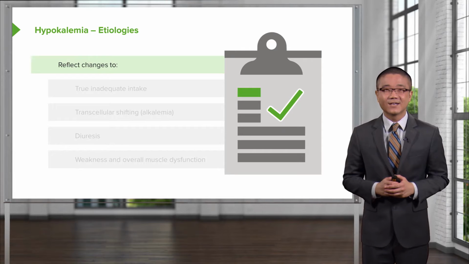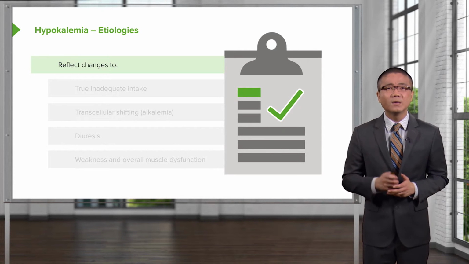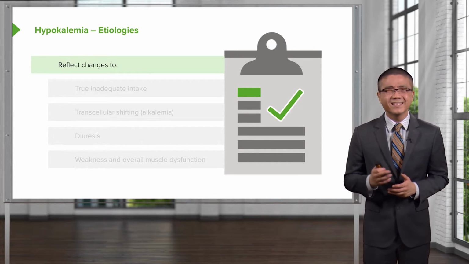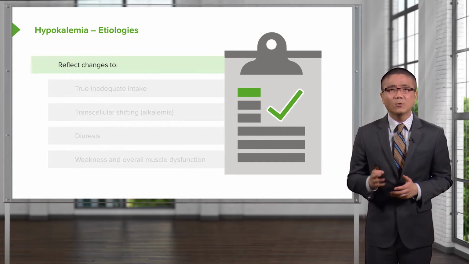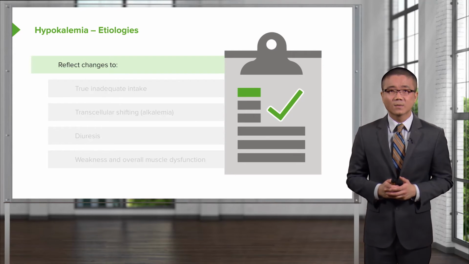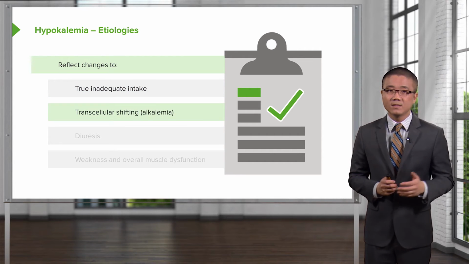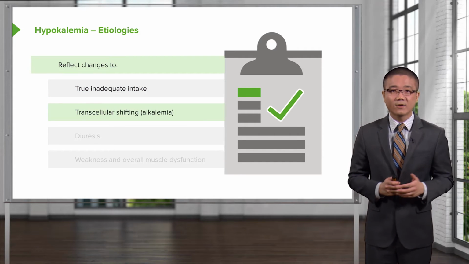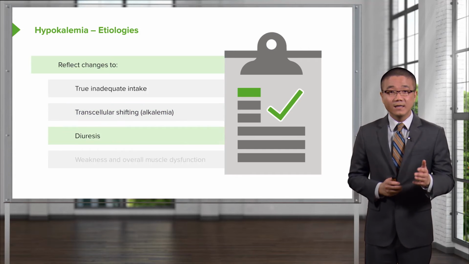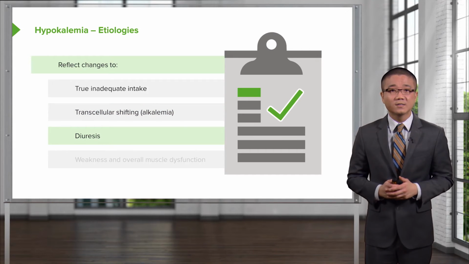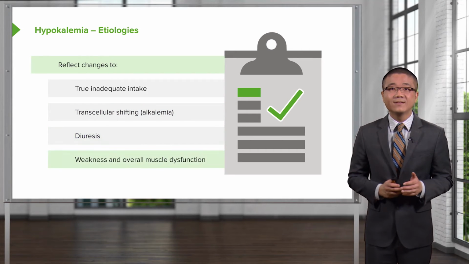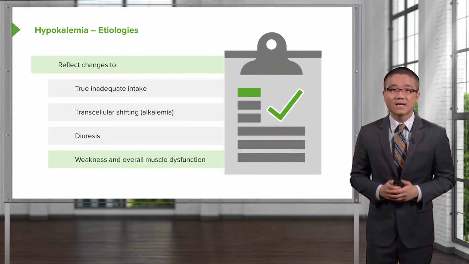Let's move on to a discussion of hypokalemia, when the potassium is too low. This can also be equally dangerous. Hypokalemia may be a reflection of true inadequate intake or, again, transcellular shifting, except in this situation it's due to alkalemia. Lasix or loop diuretics often cause hypokalemia, and overall weakness and muscle dysfunction can also result from hypokalemia.